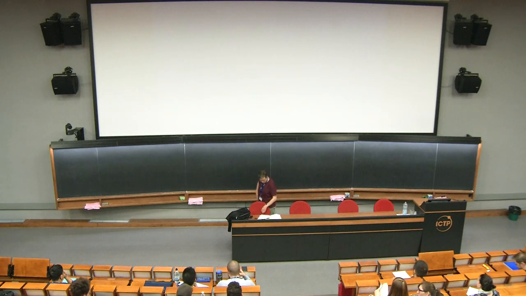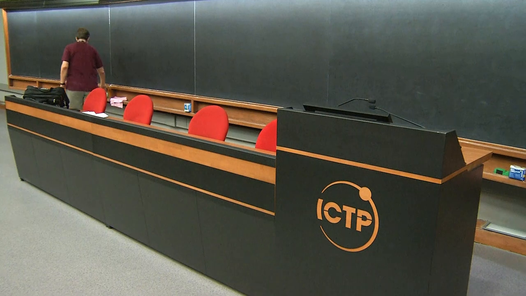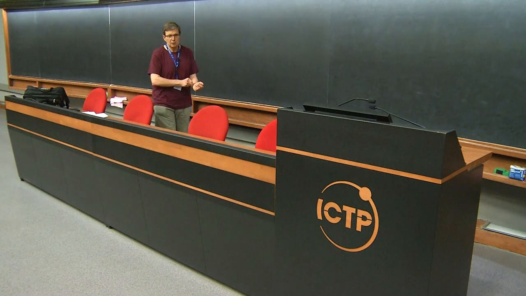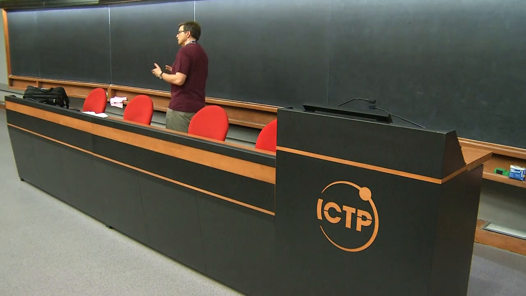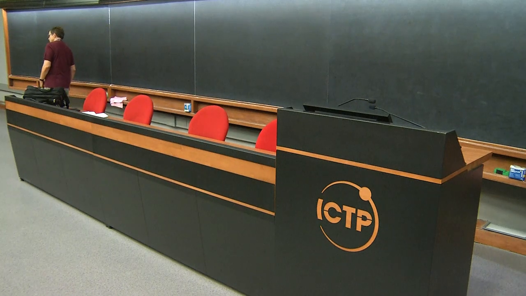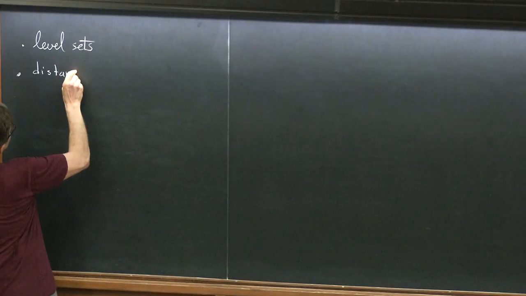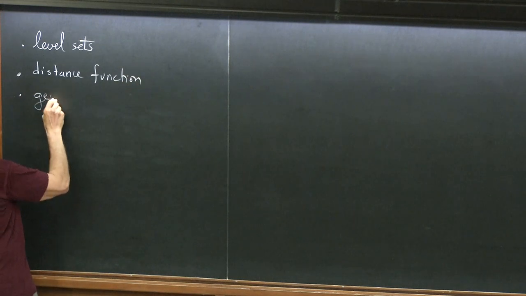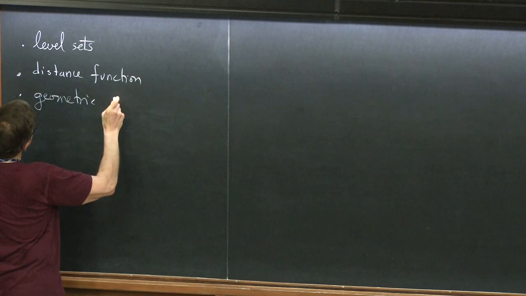The plan of the class is to discuss in some detail some definitions for a generalized evolution of fronts. When I say evolution of fronts, typically I have in mind mean curvature plus something else. I want to describe the level set method that you heard about and explain a little how it works. So the first thing will be level set. Then I want to describe a very closely related approach using the distance function. And then a more geometric notion.